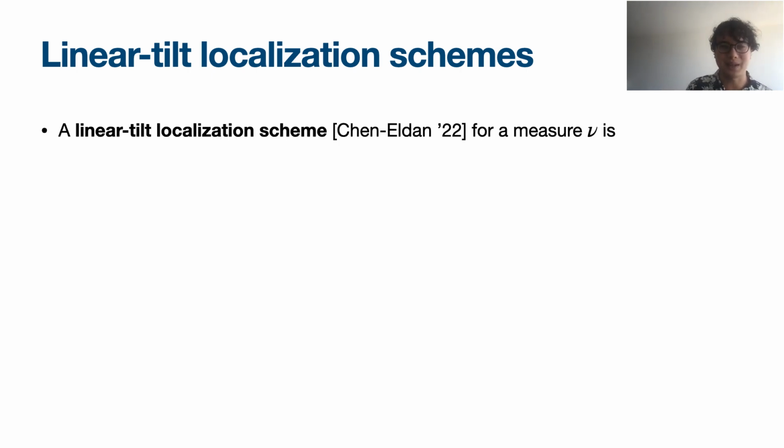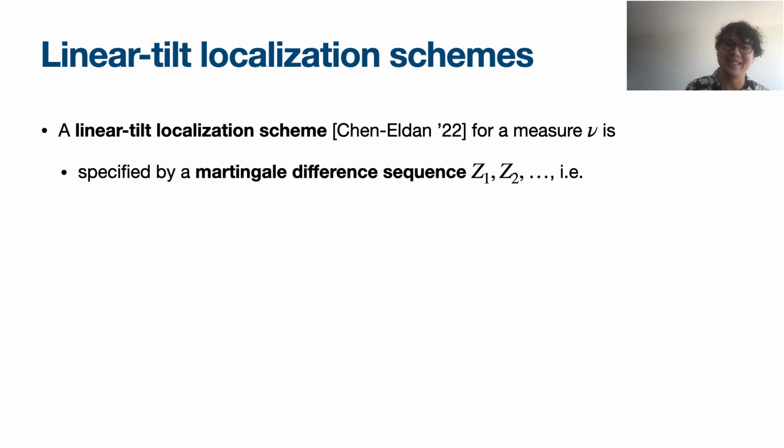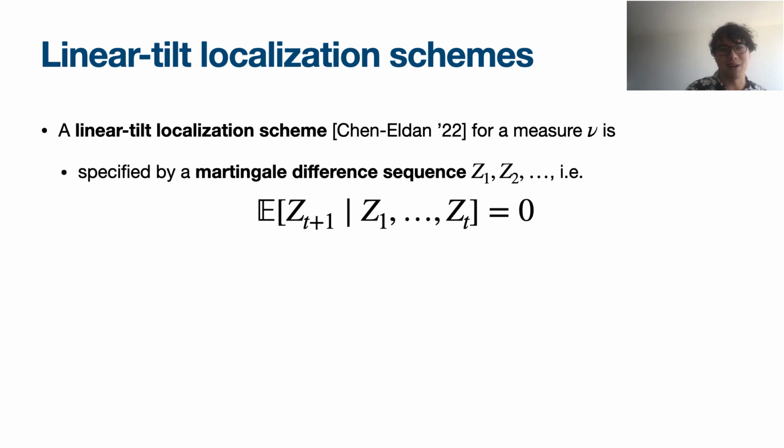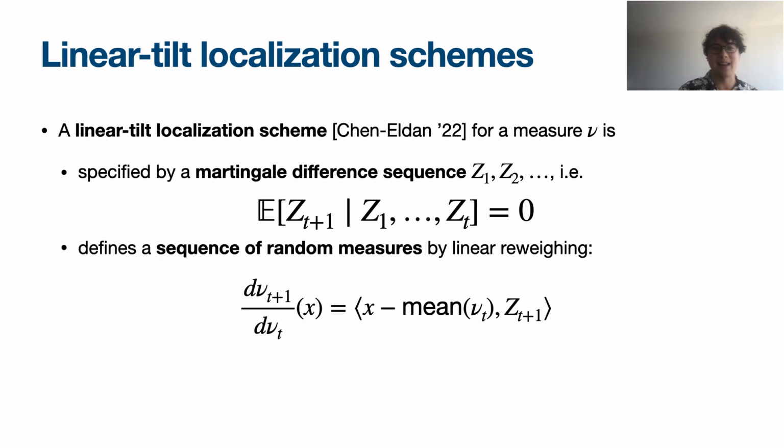So, quick summary: what's a linear tilt localization scheme? It's just like you have a measure and then you keep reweighting it in a random way. So you have a martingale difference sequence. You start with nu_t and you define the density of nu_{t+1} over nu_t by the inner product of x minus the mean with this new element in the martingale difference sequence. So it's a mathematically precise way to say I keep reweighting by linear functionals in a random way.